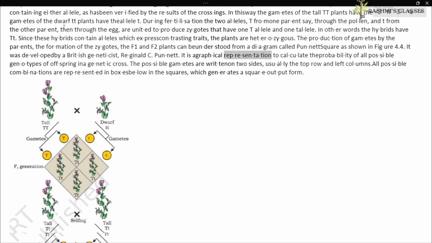It is a graphical representation to calculate the probability of all possible genotypes of offspring in a genetic cross. The possible gametes are written on two sides, usually the top row and left column. All possible combinations are represented in boxes below, in the squares, which generates a square output form.